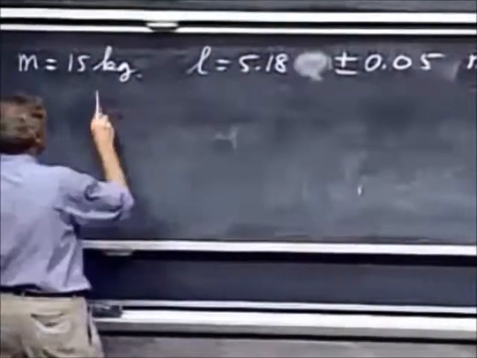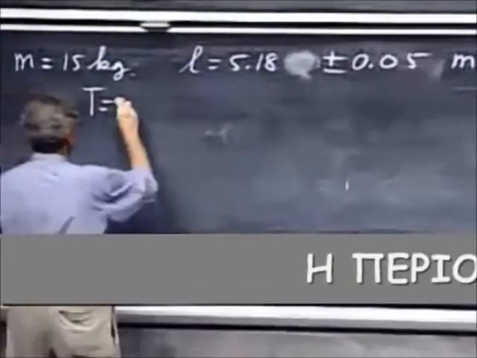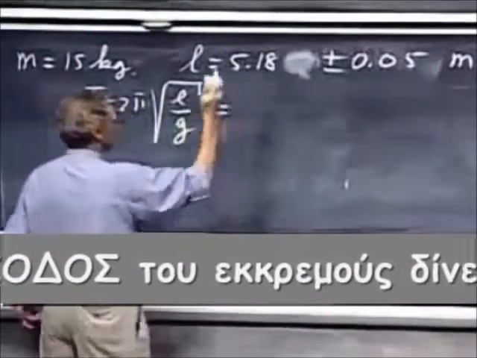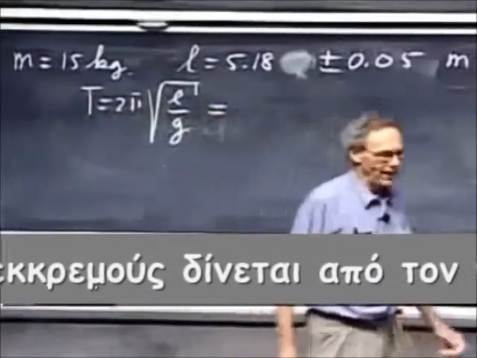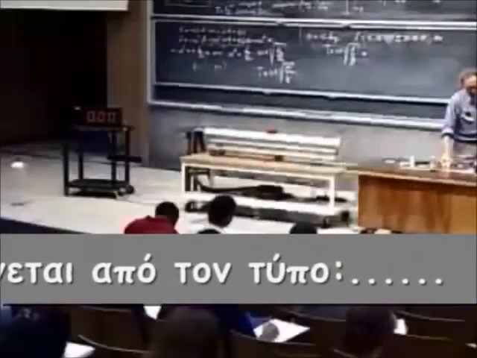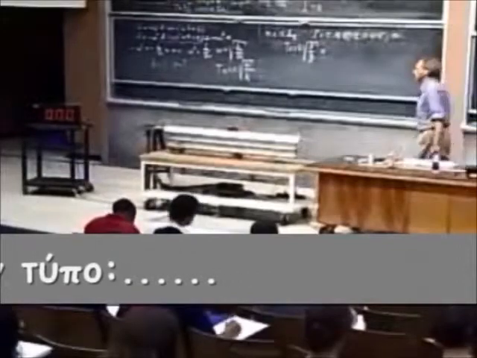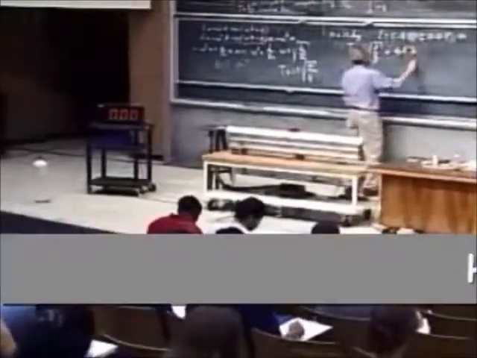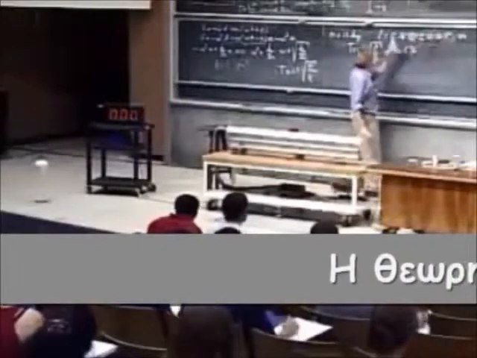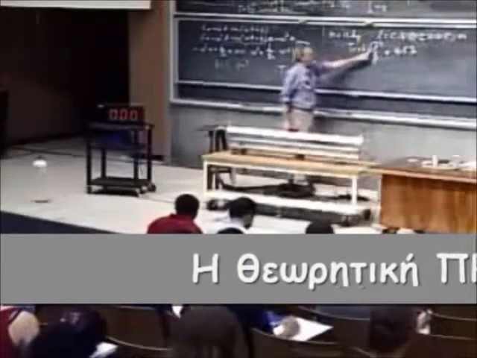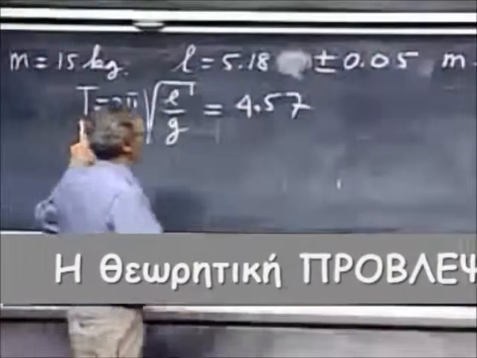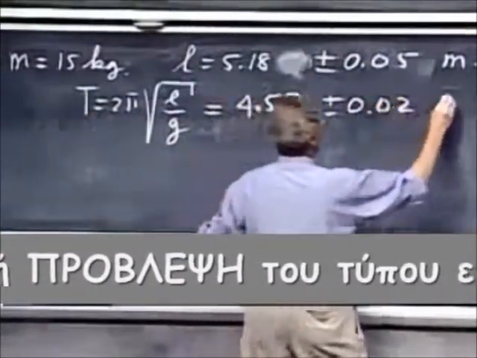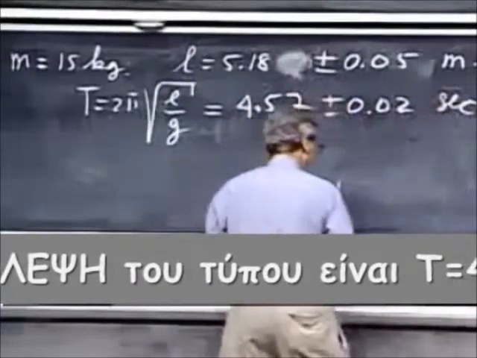The period, which is 2 pi times the square root of L over g, if you substitute in your length of 5.1 meters, you will find 4.57 seconds. Since you have a 1% error in L, you're going to have a 0.5% error in your period, so that is about 0.02 seconds. So this is my prediction.